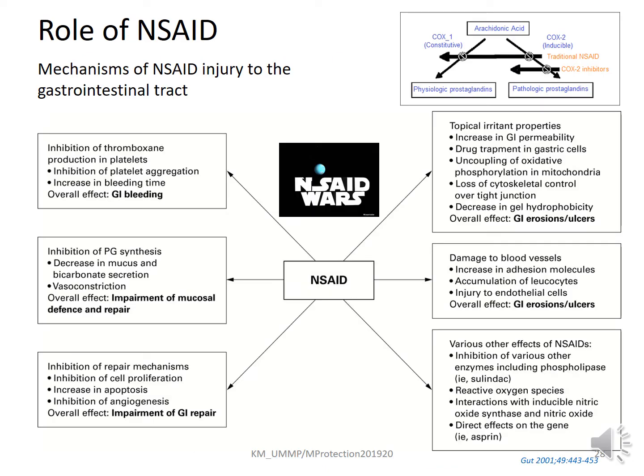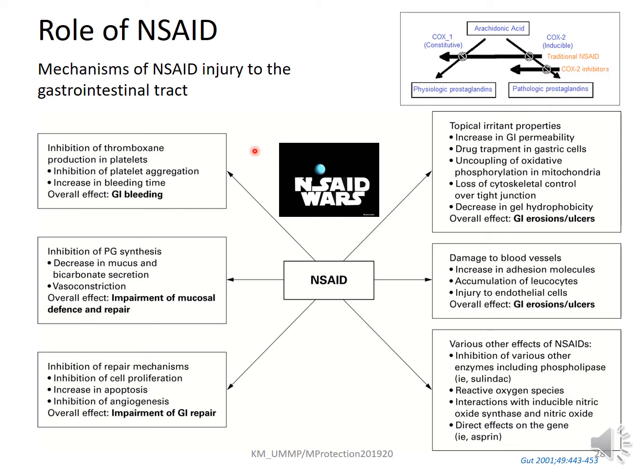As a medical student, you must know the role of NSAIDs. NSAIDs are prostaglandin inhibitors. Basically, we have two types of prostaglandin, physiologic prostaglandin and pathologic prostaglandin. In the past, we used traditional NSAIDs that inhibit both physiologic and pathologic prostaglandin. But nowadays, we have COX-2 inhibitors that inhibit only pathologic prostaglandins.